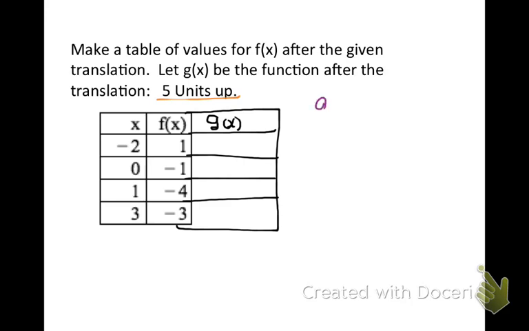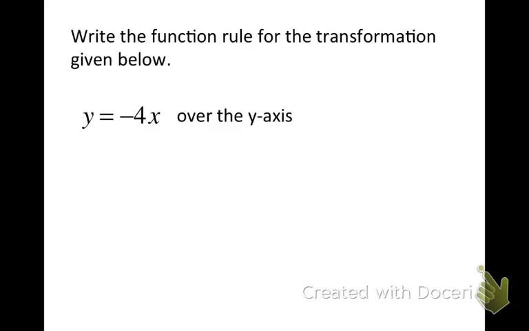So let's extend our table here. We've said that g of x is going to be the name of our equation after we make our translation. And so if I add a b value, I'm going to take whatever my f of x value was, and I'm just going to add 5 to it. So if I do that for each one of these f of x values, I am going to get the following. I just took each f of x value and added 5 to it.